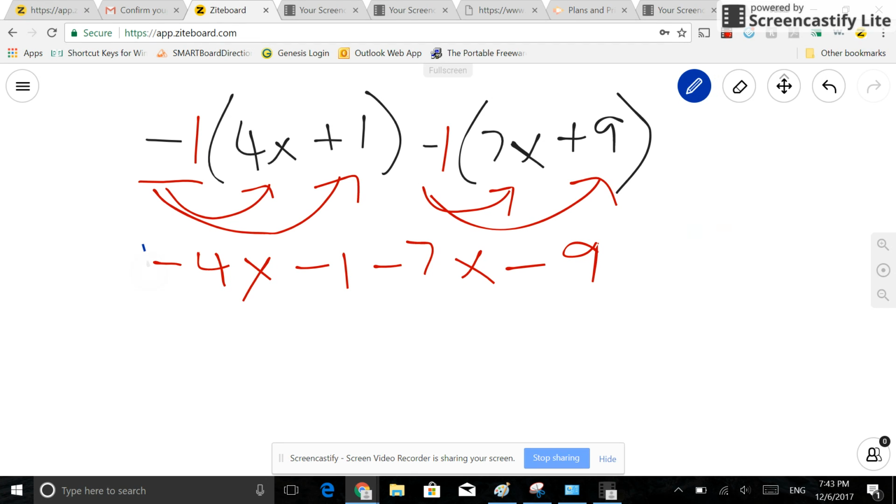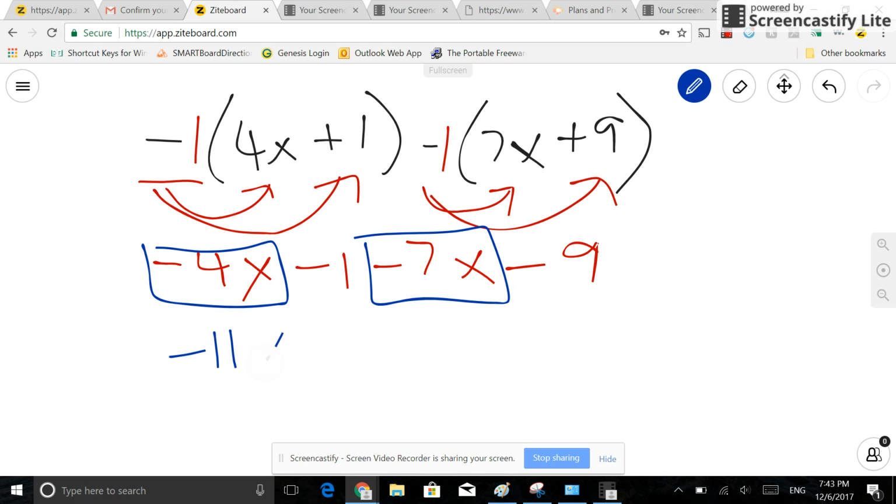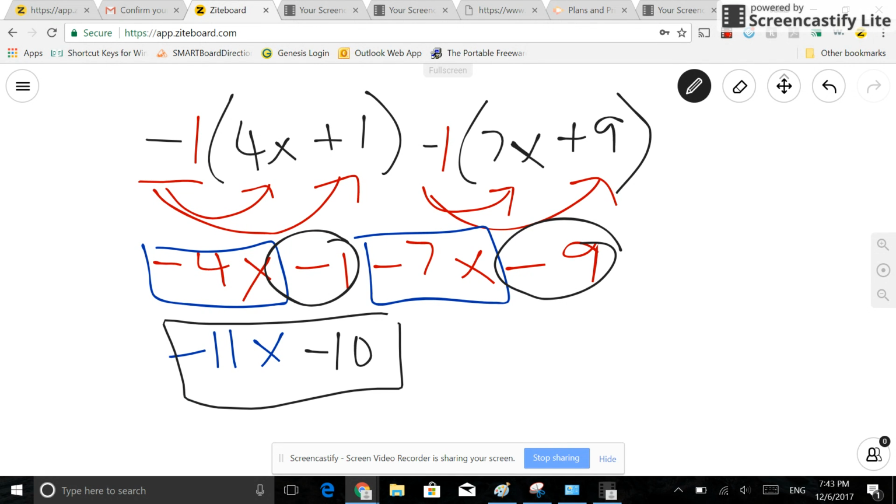And now at this step, we can do negative 4x's plus negative 7x's. We can combine our like terms. Both of those have an x, so we can add them. 4 negatives plus 7 negatives is 11 negatives, or negative 11 x's. And then negative 1 plus negative 9 gets you a negative 10.